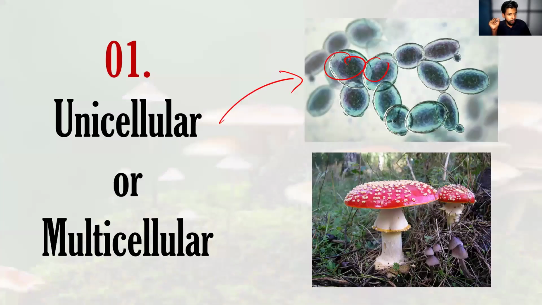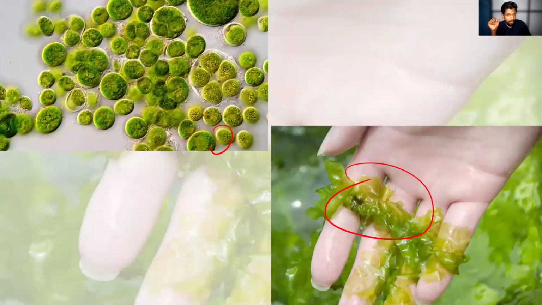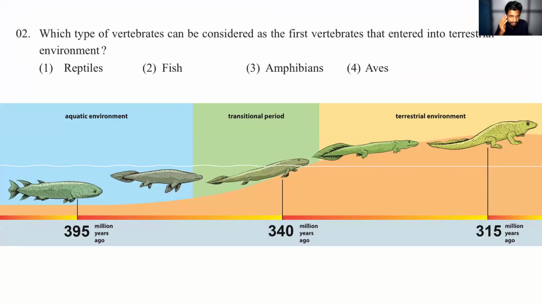Okay. Question number 2, regarding the evolution. In our yesterday's theory class, we had discussed. Can anyone tell me the answer? Which one is the vertebrate that first entered into the terrestrial environment? Reptiles or fish or amphibia or aves? Aves means birds. Look after the picture here. Look after the picture. Okay.